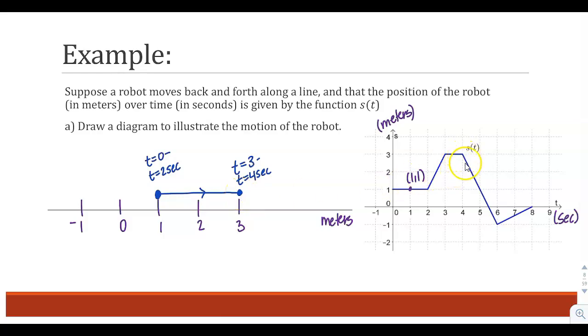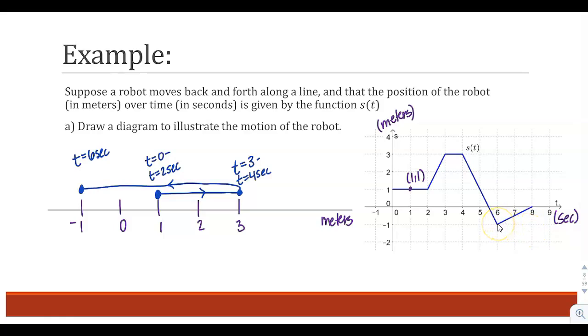But then the slope of my position function between 4 and 6 is negative. And notice at time 6, I end up at a location of -1. So I'm going to be traveling to the left during the time interval from 4 seconds to 6 seconds, and I'm going to end up at a location of -1. So I'm going to turn around, and I'm headed to the left, and I'm going to end up over here at t equals 6 seconds.